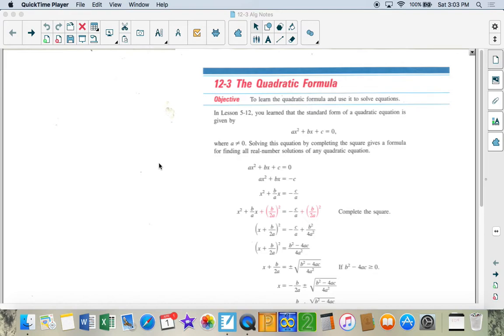And in order to make it nice to take the square root, we created binomial squares by completing the square. Well, as we saw, sometimes when a is not 1 or b is an odd number, it makes for a somewhat laborious, time-consuming process. So what we can do is use what we call the quadratic formula.